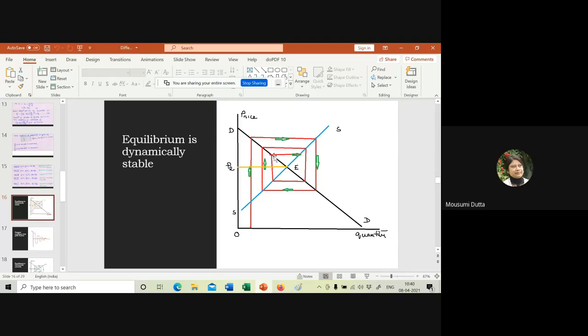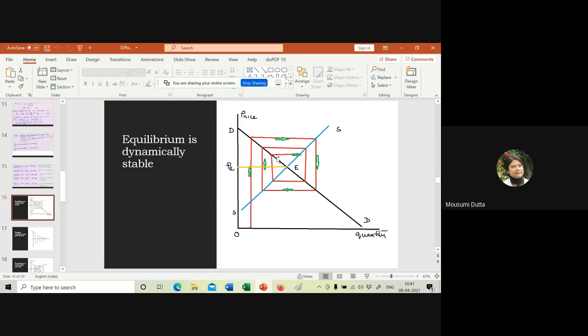This is the next period price. So price is going up. However, it should be above the equilibrium price, PE. Excess supply, so in the next period price will go down. When the price is going down, it is coming below the equilibrium level. Excess demand, price will go up. When price is going up, we are getting this kind of excess supply.